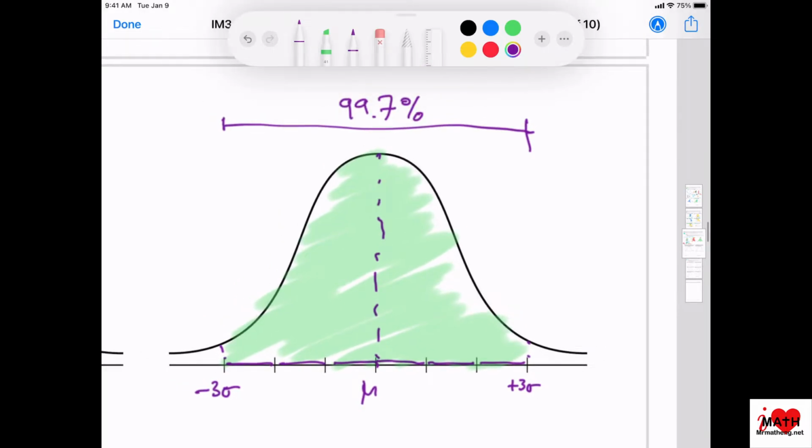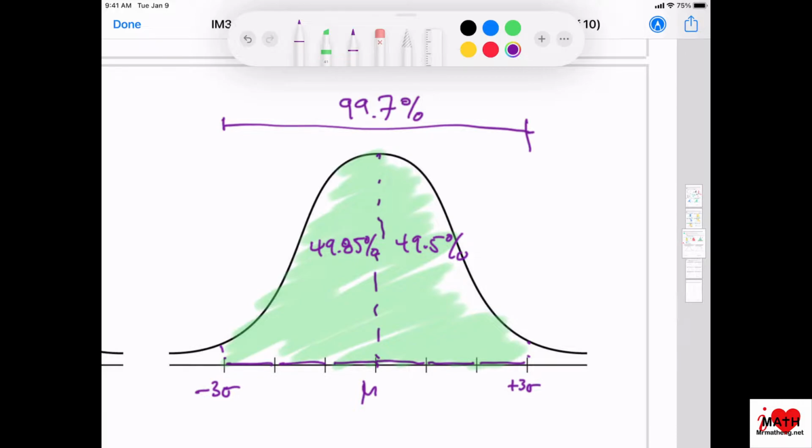So let's just say you divide 99.7 in half. You divide it by 2. So 99.7 divided by 2 gives me 49.85. 49.85%.